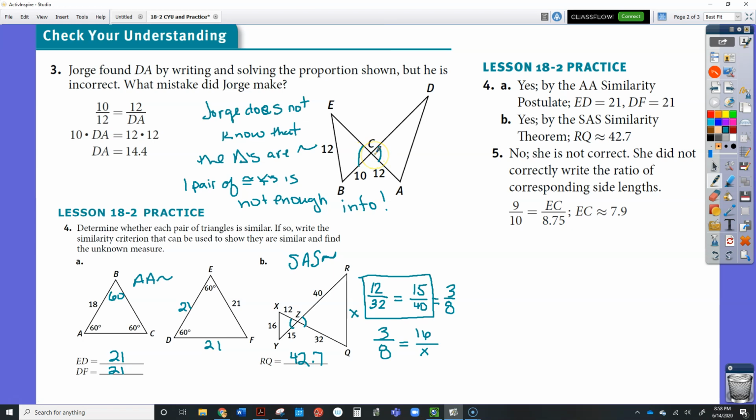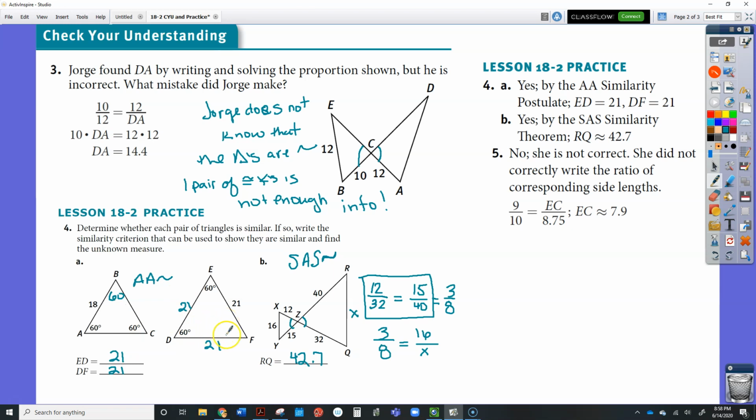So one pair of angles is not enough information. So that's what Jorge messed up on. Now, problem number 4, are they similar? Of course. If you've got two angles that are 60, then the third angle is 60. That means it's an equilateral triangle. All equilateral triangles are similar.